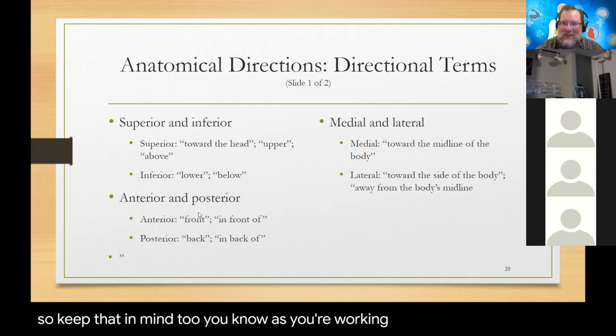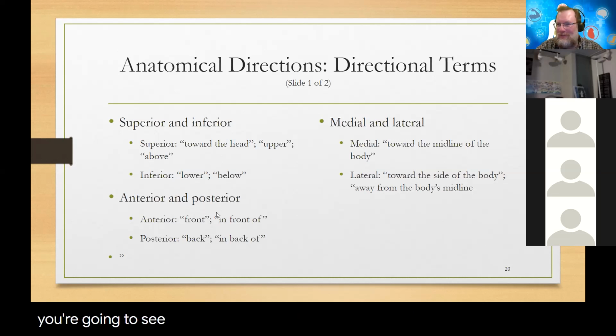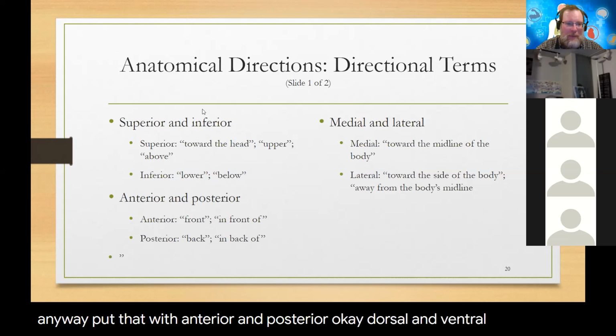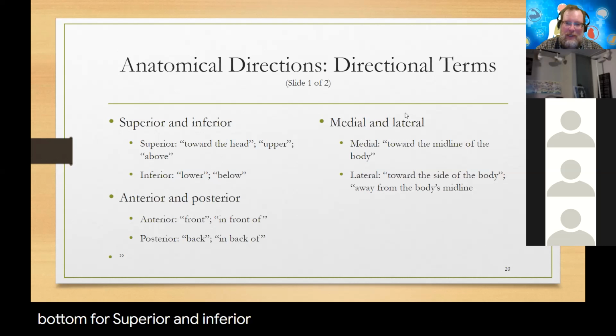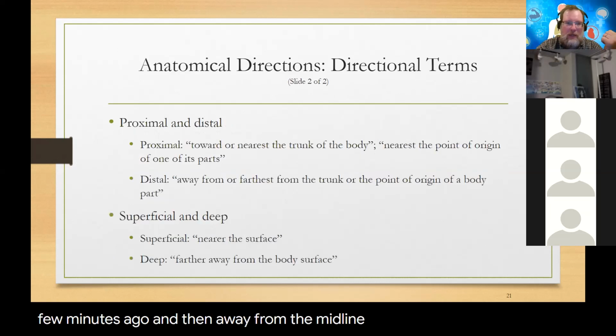As you're working on those visible bodies, you're going to see dorsal and ventral and go, what the heck? I don't remember. So anyway, put that with anterior and posterior, okay? Dorsal and ventral. Top and bottom for superior and inferior, and then again, medial and lateral, toward that midline we looked at a few minutes ago, and then away from the midline for lateral.